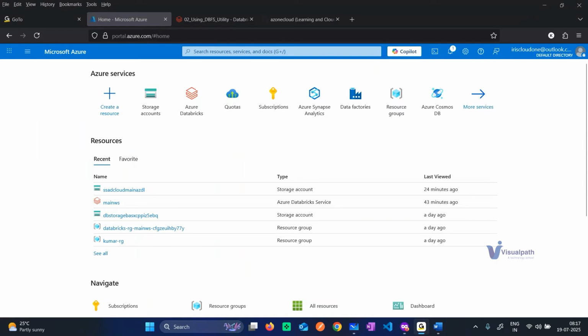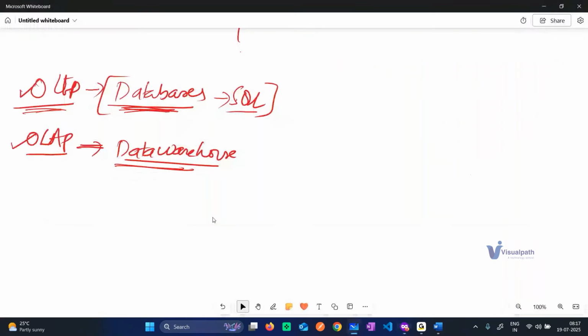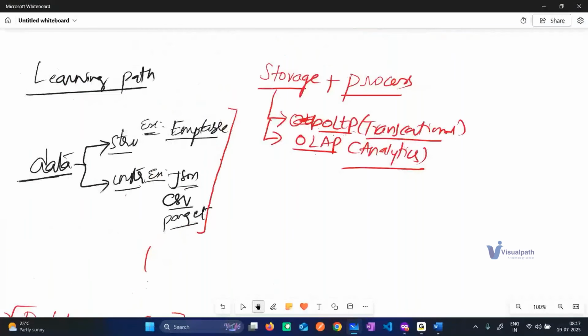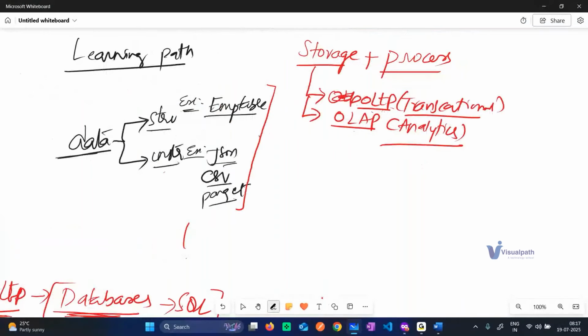Whenever you come across any data engineering project, you first have to understand that your data generally comes in the form of structured or unstructured. Structured means you see a standard tabular form. Unstructured means file formats like JSON, CSV, flat formats.